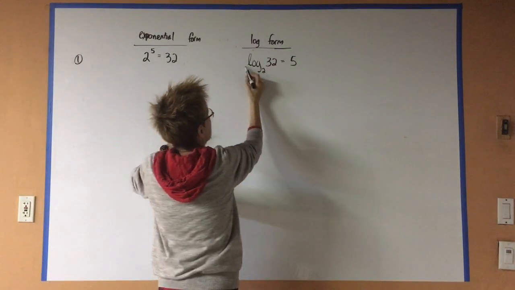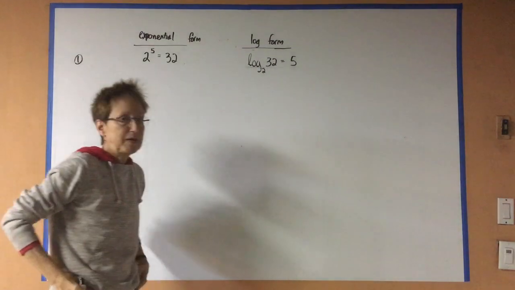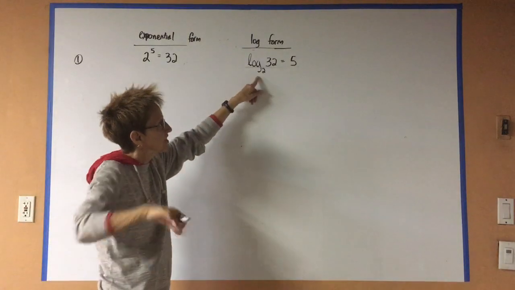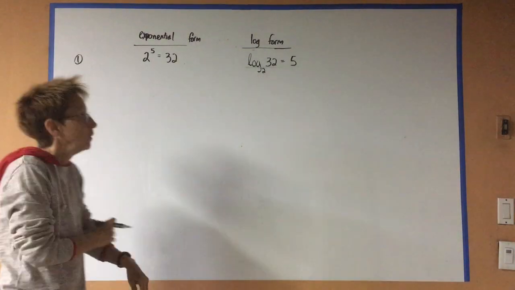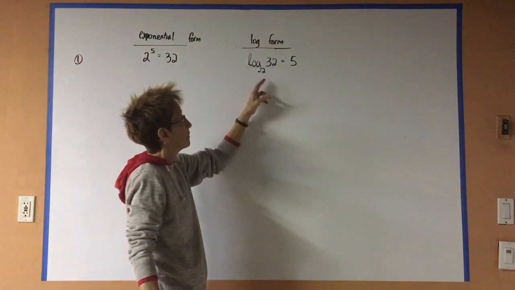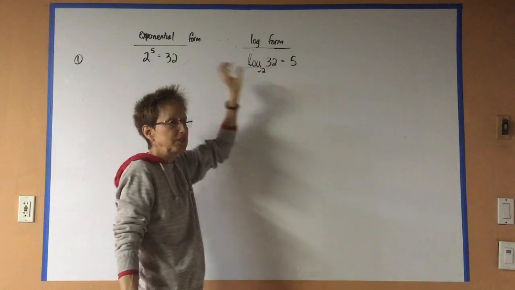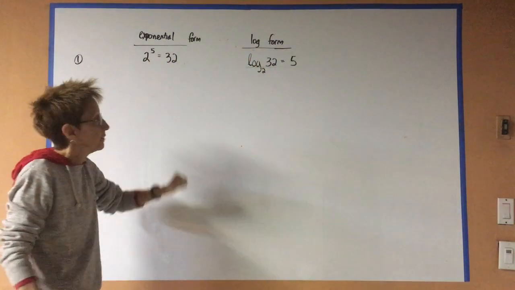And again, this is all on the same line. Nothing's raised up higher than anything else. Just the g's tail and the 2 are down below. So 2 to the 5th equals 32 is the same as log base 2 of 32 equals 5. This is the log form of the equation, and that's the exponential form of the equation.